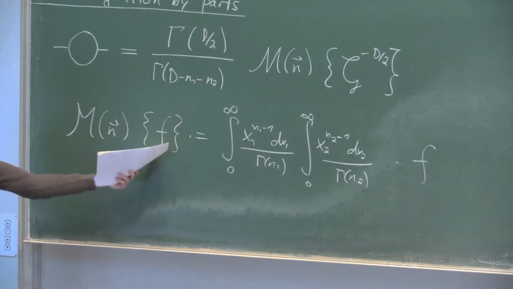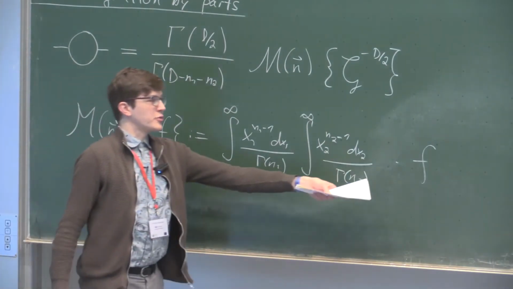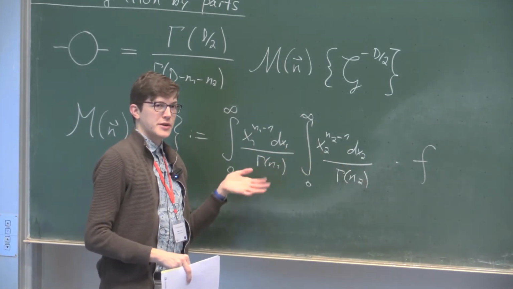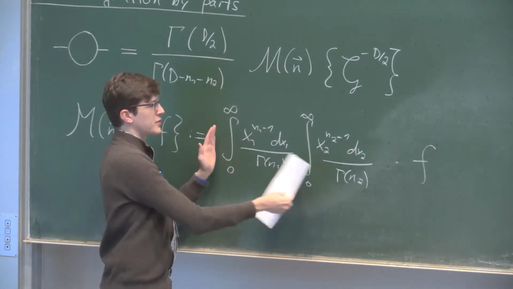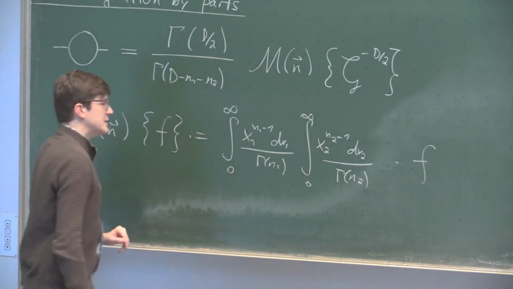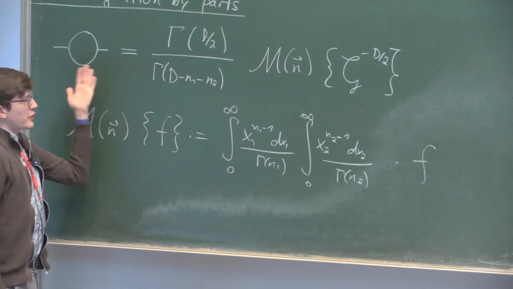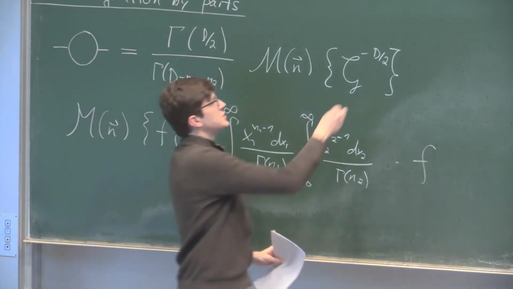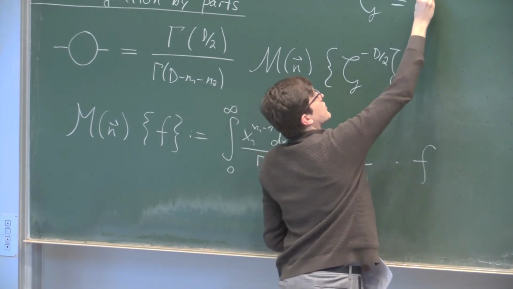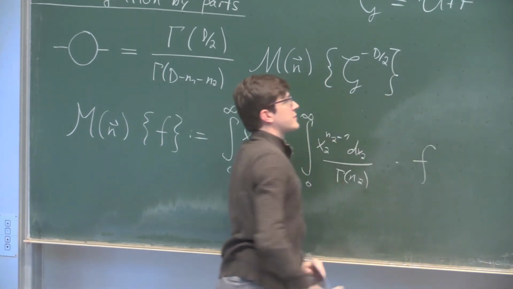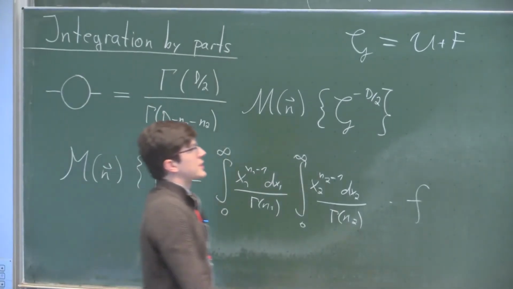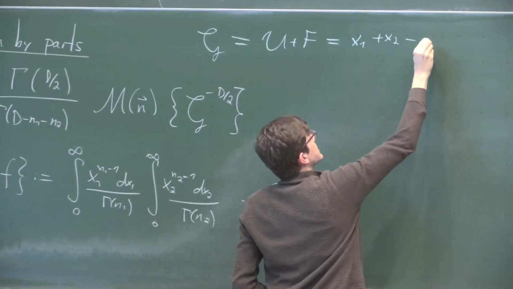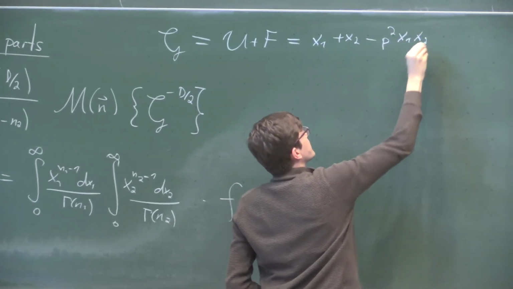Okay? So the idea is f is a function of the x's, and if you have a function, you can compute its Mellin transform. The textbook definition of the Mellin transform doesn't have these gammas in the denominator, but of course that's just a factor. It doesn't affect the integration. So you can think of this as literally just the Mellin transform. In the Lee-Pomeransky representation, the Feynman integral is, up to some gamma factors, nothing but the Mellin transform of a polynomial. And this g, remember, was just a polynomial given by u plus f. And what is it in our case? In this particular case, it is x1 plus x2 minus p squared x1 x2.